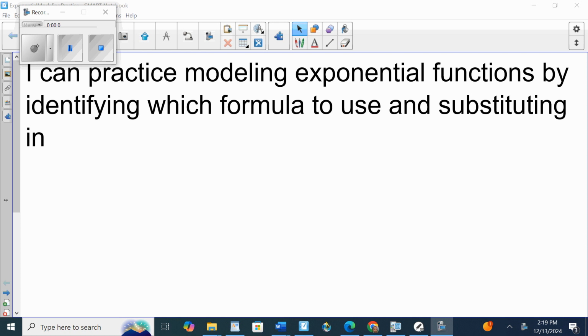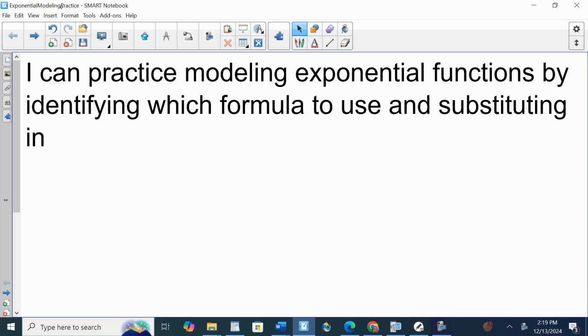Hi everyone, very important lesson, very important. I can practice modeling exponential functions by identifying which formula to use and substituting in.